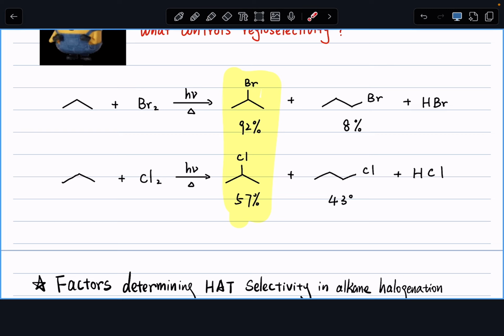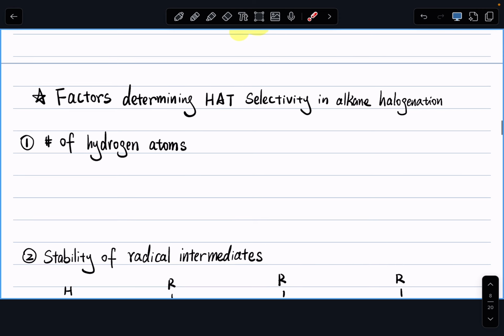Second, bromination and chlorination have distinctly different selectivity. The bromination is way more selective compared to the chlorination. Why is it the case? And how can we apply something we learned in bromination versus chlorination to, let's say, fluorination, and try to predict how selective that reaction is? Ready? Let's get started. Now, what are the factors?